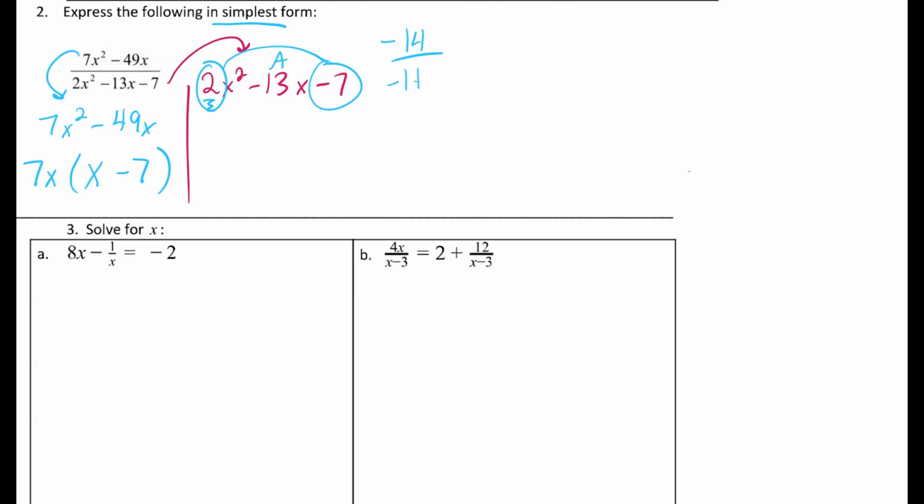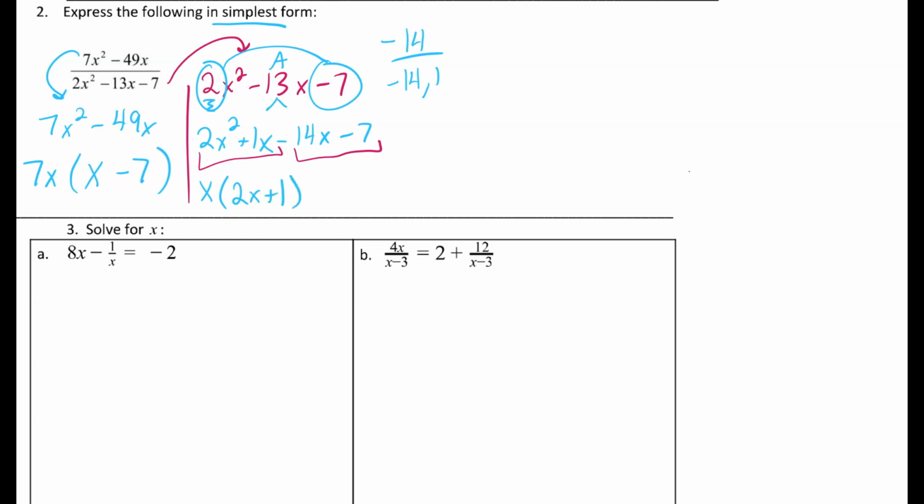So you could use your calculator to help you out here and just go through a couple of them. But if you look at negative 14 and positive 1, they also sum to negative 13. So I'm going to change this to a factor by grouping problem now by splitting that middle term into plus 1x minus 14x minus 7. Now remember, it doesn't matter what order you write those terms in, you'll still end up with the same answer at the end. So I'm going to group the first two terms, pull out a GCF, group the next two terms. Between a 2x squared and a 1x, I could pull out an x to be left with 2x plus 1.